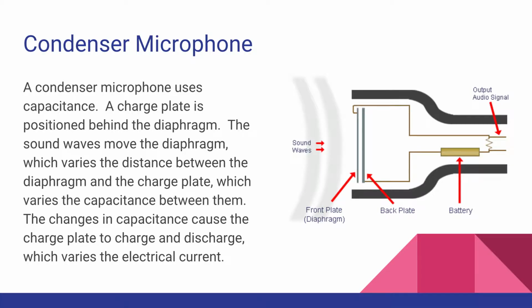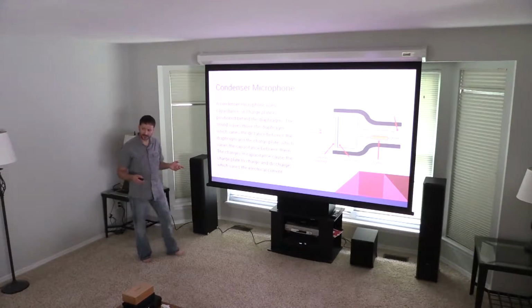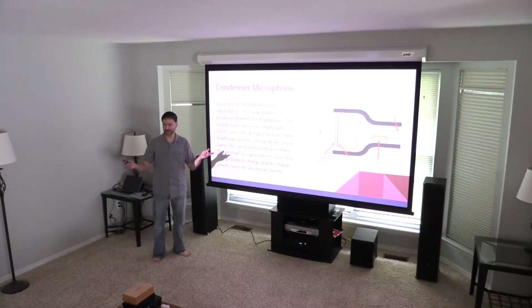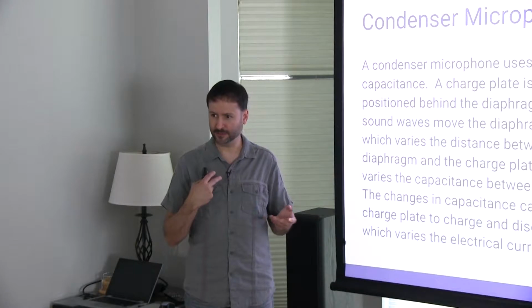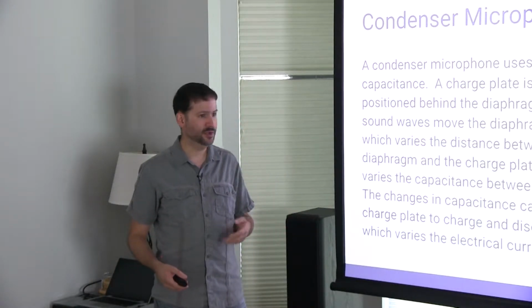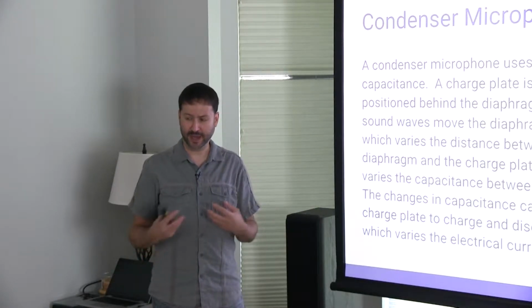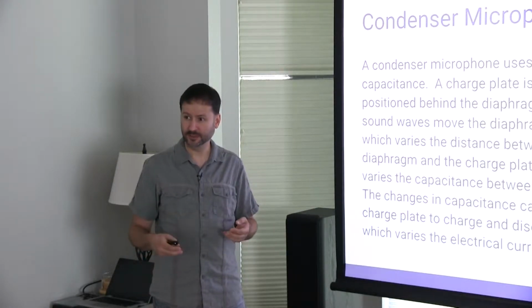A condenser microphone works differently. The condenser microphone is the kind of microphone that you're going to have almost all the time in filmmaking applications. A shotgun microphone, a lavalier microphone, those things are all going to be condenser microphones. Mainly it's because they produce a much more accurate sound.